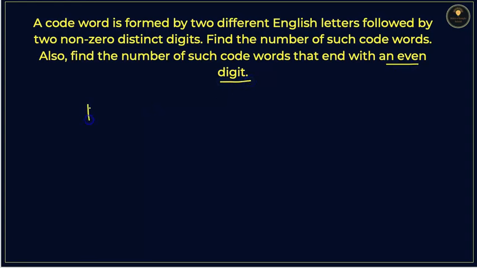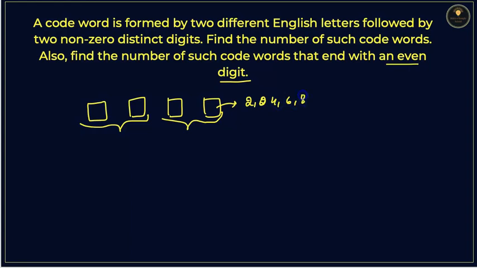Now, for making this code, we have to make 4 boxes. In the first 2 boxes, we have to put only English letters, and next to this we have to put digits. Now, at last you have to put only even digits, which means that in this one you have to put 2, 4, 6, 8, and we can also put 0, but there's one condition that is given, non-zero digits only. So we are having only 2, 4, 6, 8.